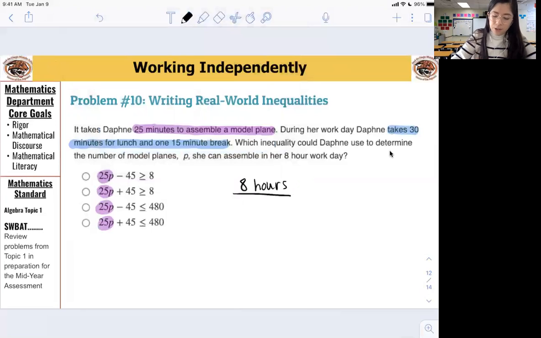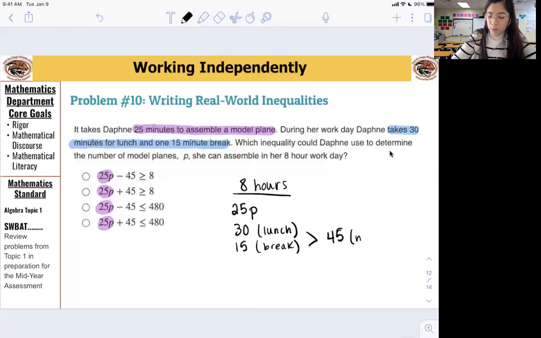In that day, she'll work 25 minutes for each model airplane. And she also takes 30 minutes for lunch and 15 minutes for a break. So we can add those two together. That's 45 minutes that she's not working. So we're adding that to the total. So I'm adding 45, which means I can get rid of two answer choices because we definitely want to add. But then, okay, I see my 8.